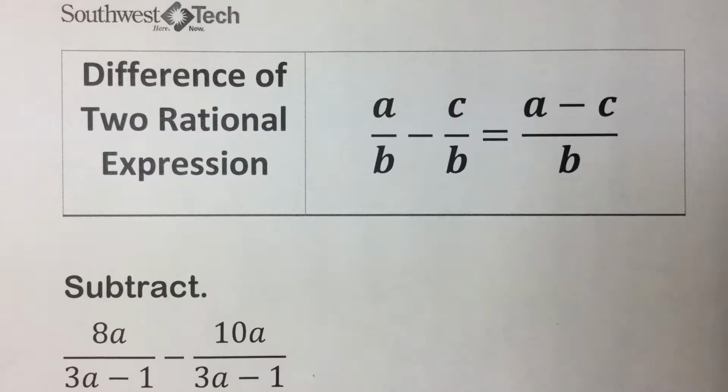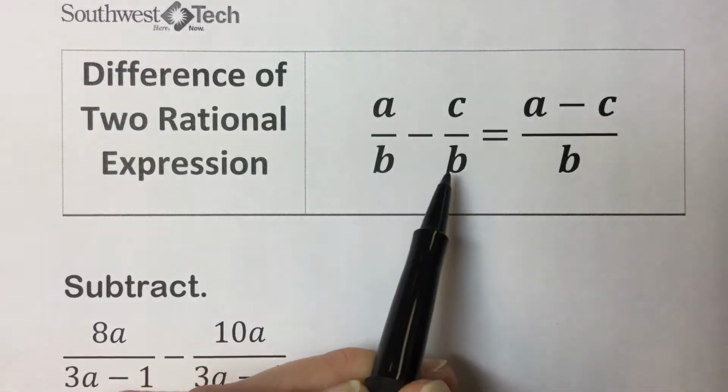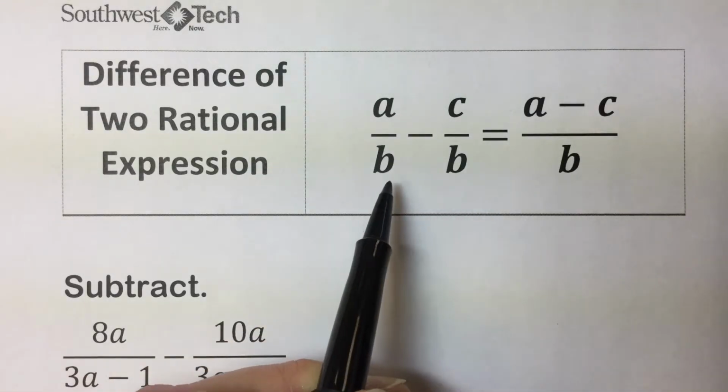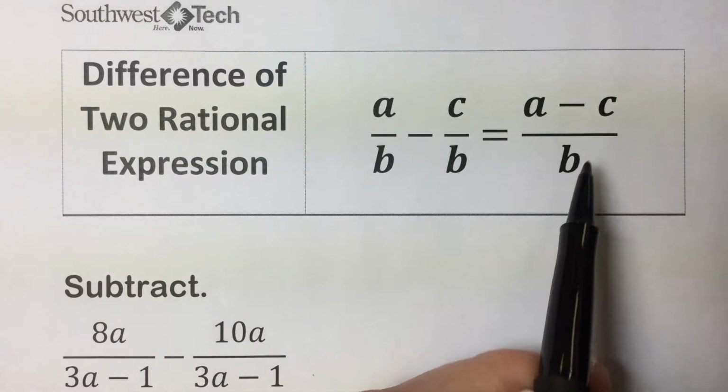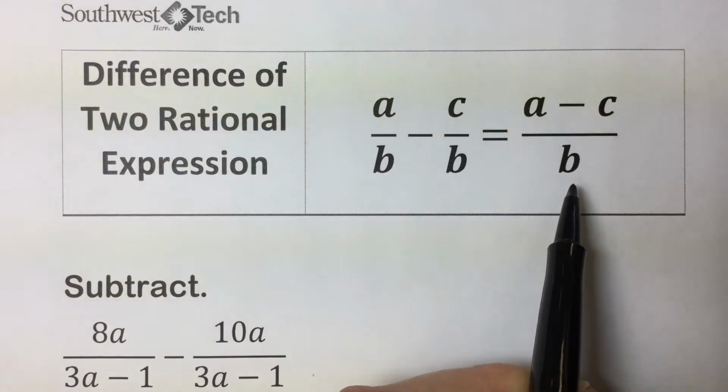In order to subtract fractions, we have to have a common denominator. When two fractions have the same denominator, we subtract one numerator from the other and keep the common denominator. The same procedure is used with rational expressions. To subtract a rational expression from another, we have to have a common denominator. We subtract the numerators and keep that common denominator.